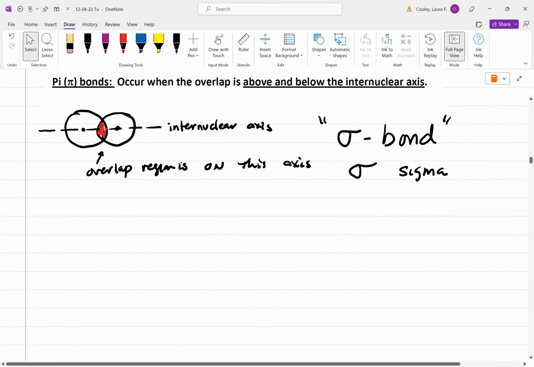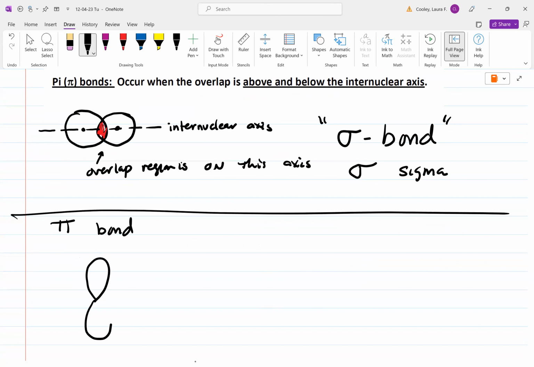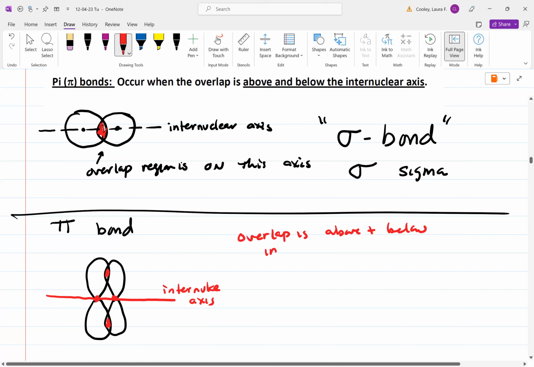You will also see what we call a pi bond. That generally happens from overlap of p orbitals, or p-type orbitals. So here you have overlap, and this is the internuclear axis, because you have the nucleus and the nucleus. And here you could see that the overlap is above and below the internuclear axis.